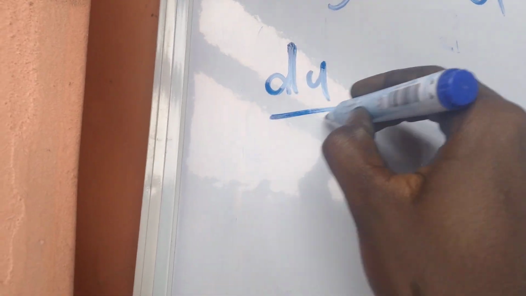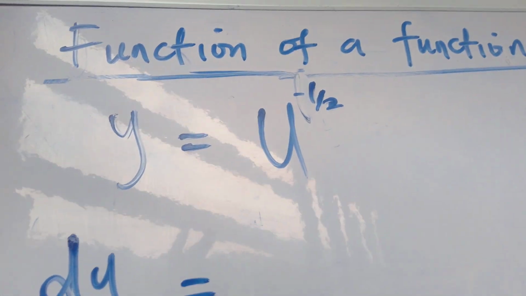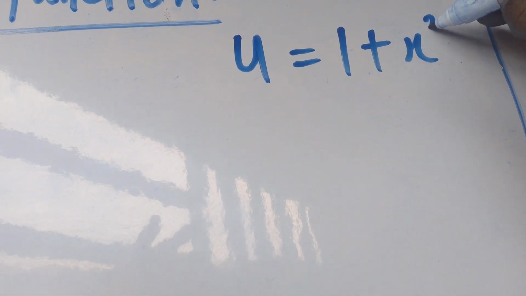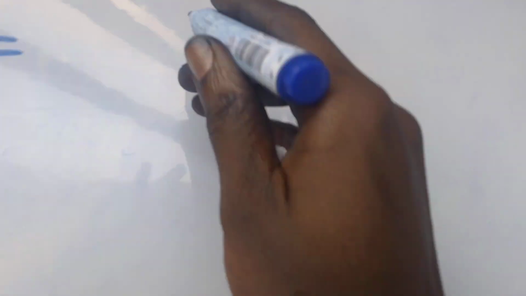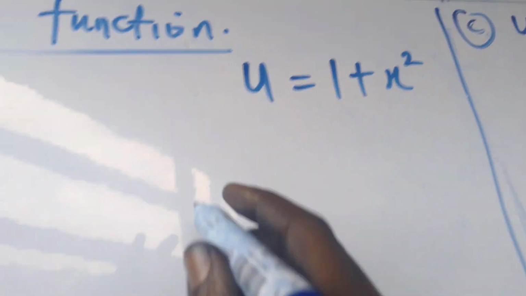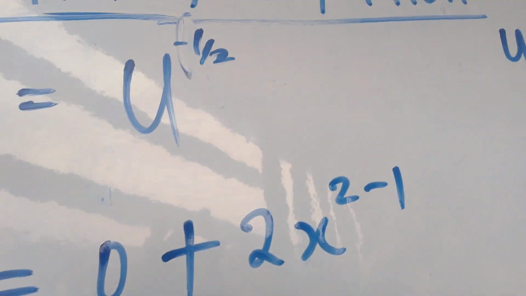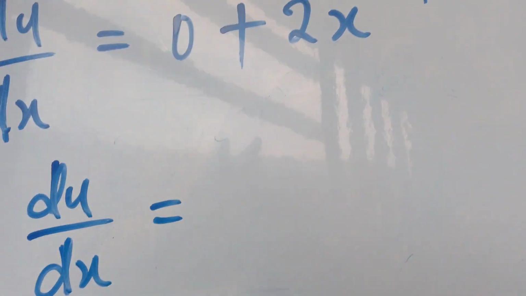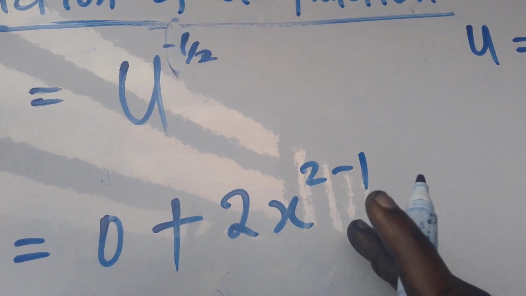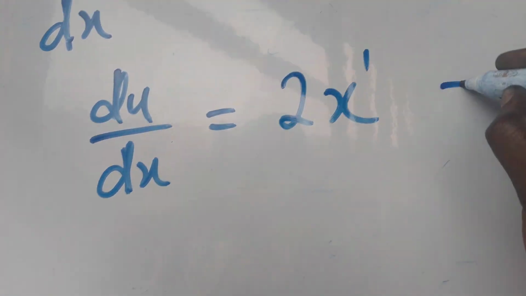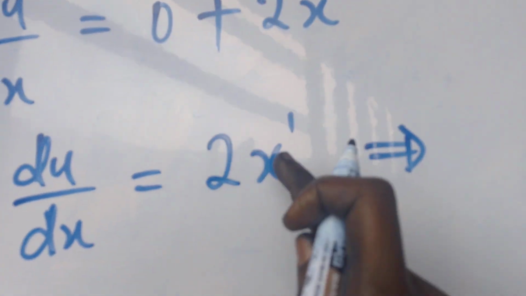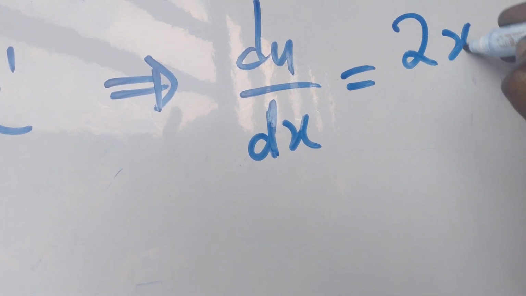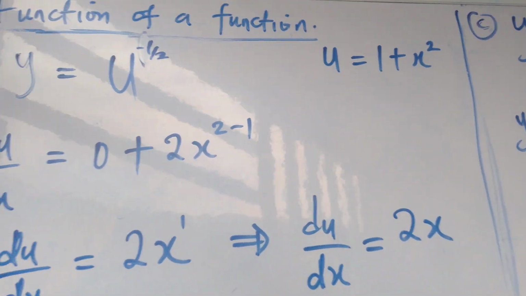du dx will be equal to, remember that I had u as 1 plus x raised to power 2. So differentiate this now. Differentiate 1 is 0. And differentiate x raised to power 2 is 2x raised to power 2 minus 1, which is 2x raised to power 1, because 2 minus 1 is 1. So I have that du dx is equal to 2x. X raised to power 1 is x, right?